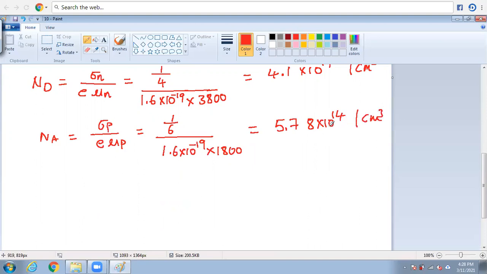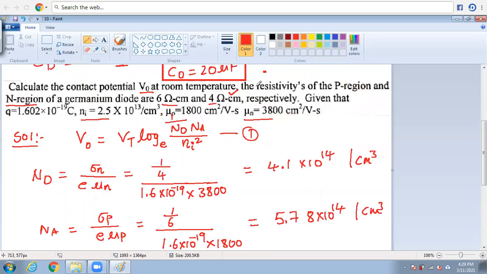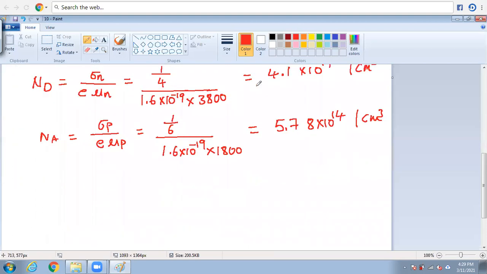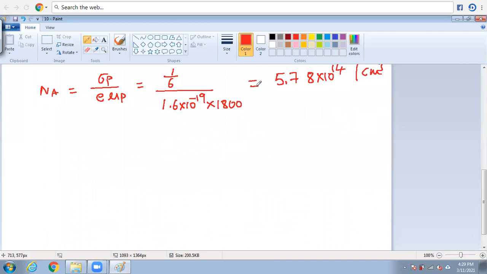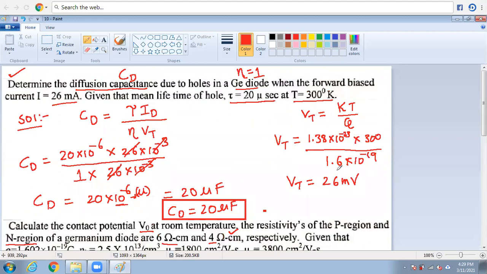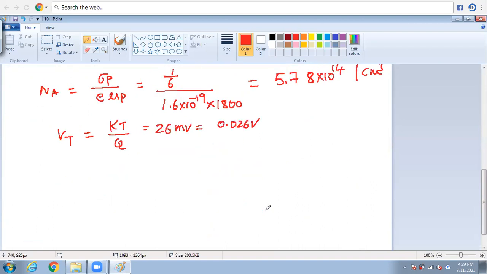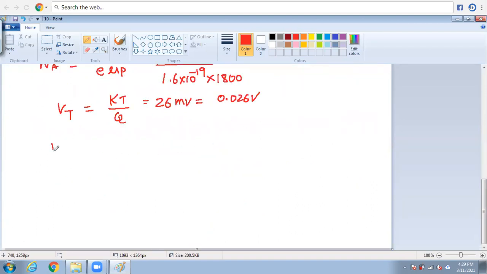Once I get these ND and Na values, it is very easy to substitute them in this expression. VT I will write directly, as I discussed just before: VT equals KT by Q. Then finally VT equals 26 millivolts, that is 0.026 volts.